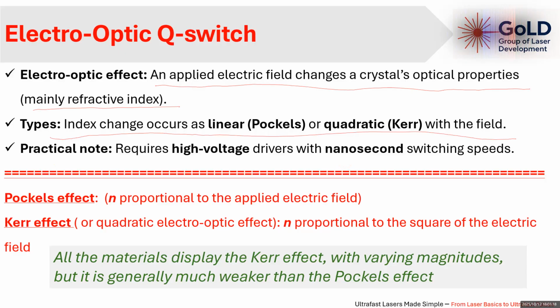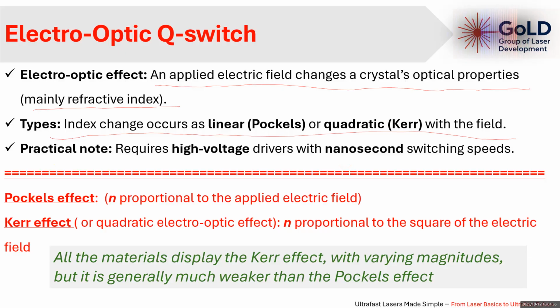You apply the electric field, the refractive index changes. This effect is called Pockels. Pockels was the scientist who actually invented the Pockels cell. Okay.